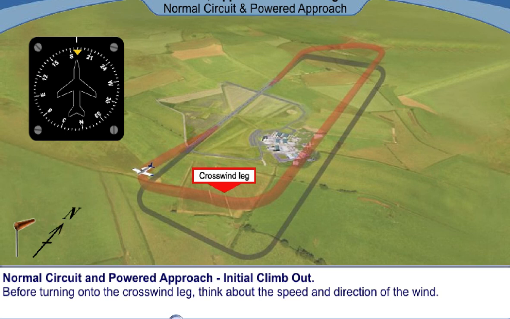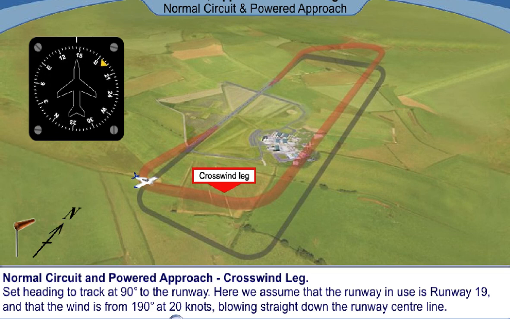Having considered the wind, turn onto a heading to make good a track 90 degrees to the runway. Use your directional indicator as a guide. But remember that a direction indicator will not be very accurate after several circuits unless it's reset. Note that the DI on the screen represents the instrument as seen by the pilot in the cockpit. For the purposes of this circuit, in order to give representative direction indicator readings for a PA-28, we assume that the runway in use is runway 19 and that the wind is from 190 degrees at 20 knots.